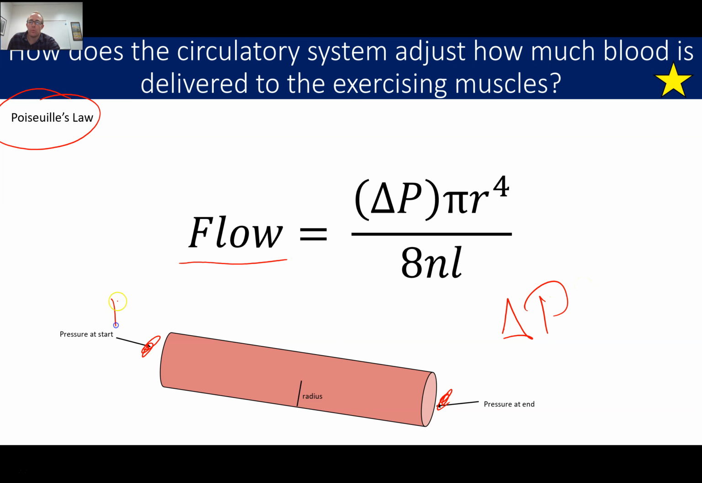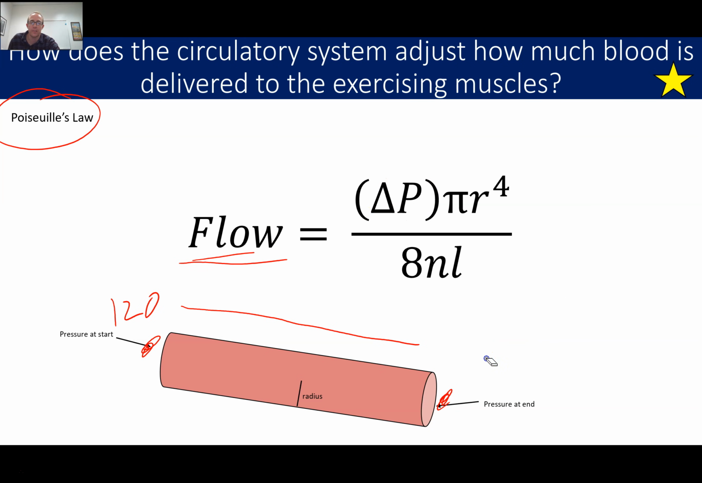So if we had 120 over here and 80 over here, the change in pressure would be 40, and flow always goes from high pressure to low pressure. What would happen if we had 120 to 120? Now there's no gradient, no flow, right? You always need a change in gradient. That would be 120 minus 120 is 0. We put a big 0 up here. 0 times anything is 0, so we'd have 0 flow, right? So you always need a pressure gradient.